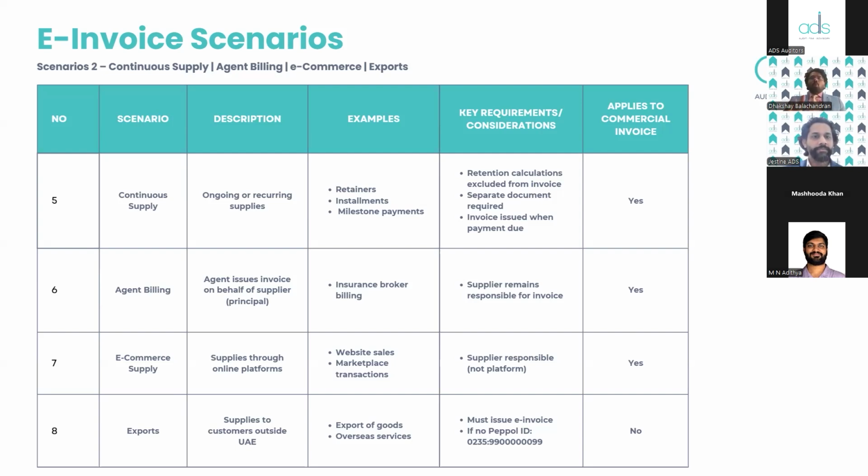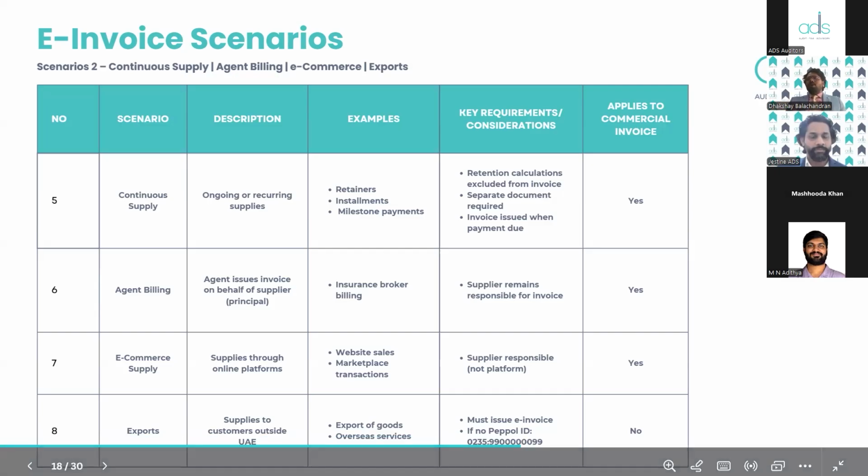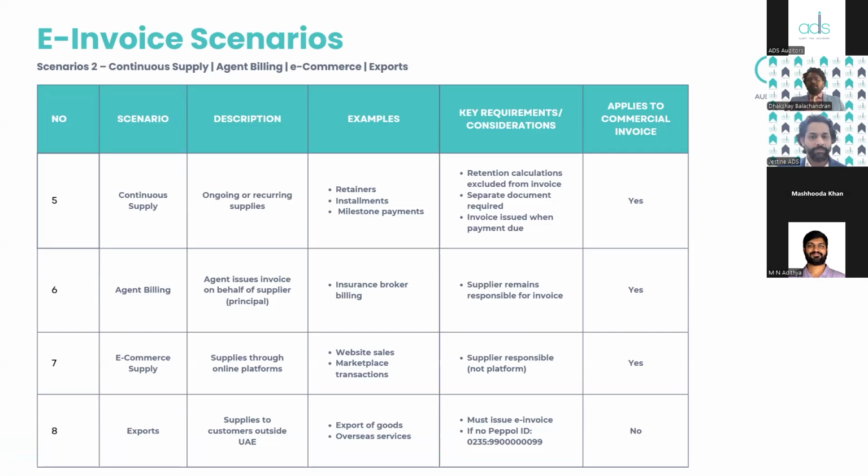Now let's look into what agent billing is. Let's say you are an insurance broker or a supplier of some services for which you are an agent. You take it from someone else and you supply it. All right. The examples are insurance broker billing or some kind of service where you're the third-party supplier.